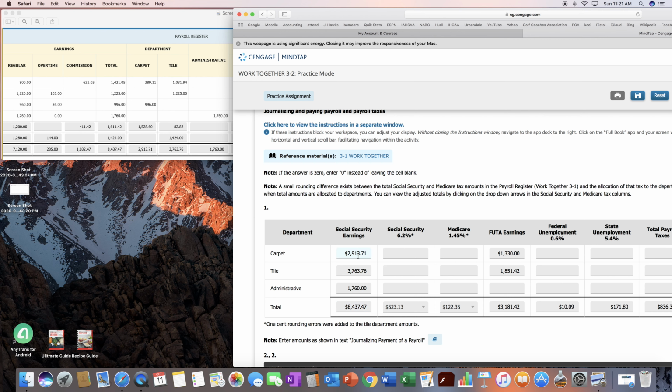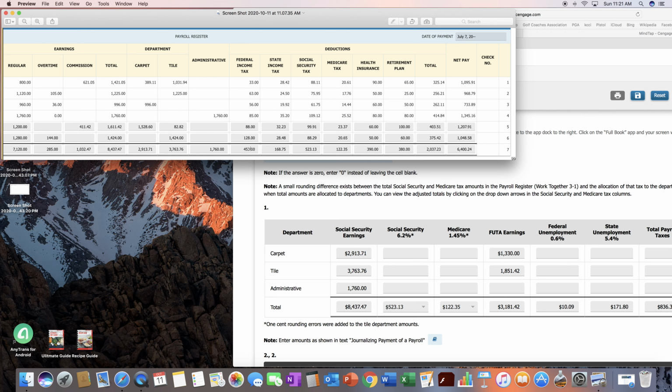Then you multiply, and again, where are you getting these? Right here in our earnings from the payroll register. Okay, and then it says we have some Social Security tax all figured out here. Our federal income tax, excuse me. This is our federal income tax from our married numbers. This number is 523.13.